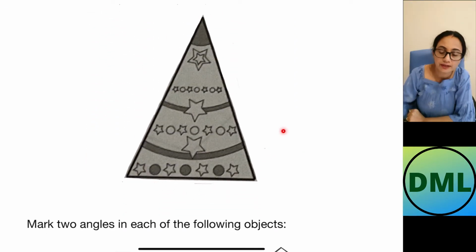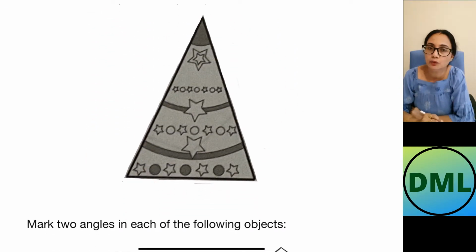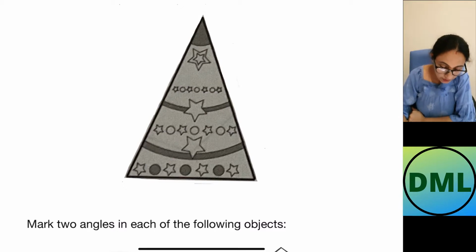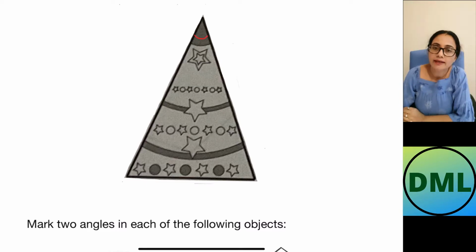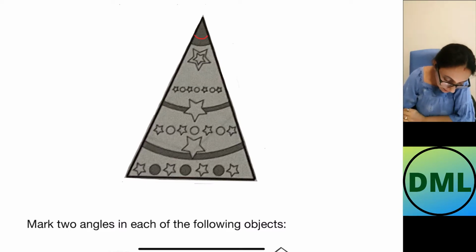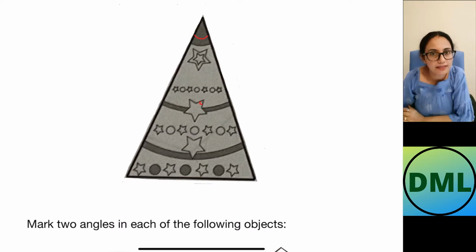Let's see the next figure. This is our next figure. Now we have to mark any two angles inside that. So let's mark the first angle. My angle is this angle. This is my first angle. Now I need to mark the second angle. I am taking this angle here. I have marked two angles inside the figure, but there are a lot more angles inside this figure.